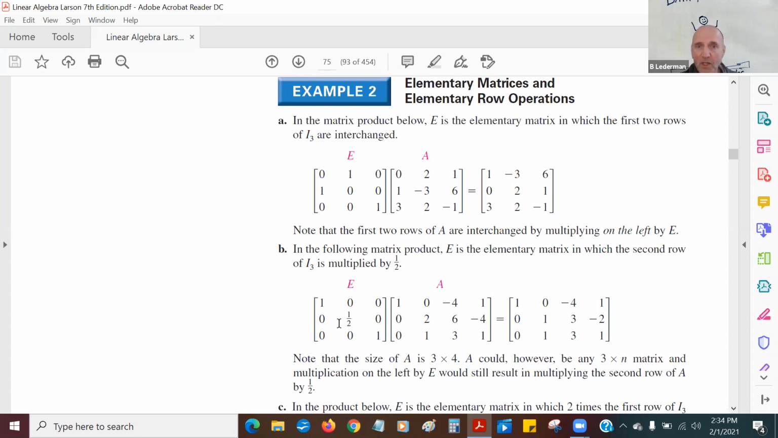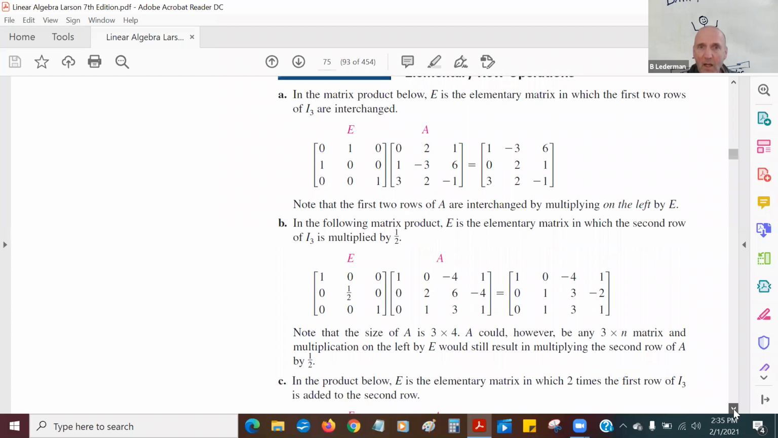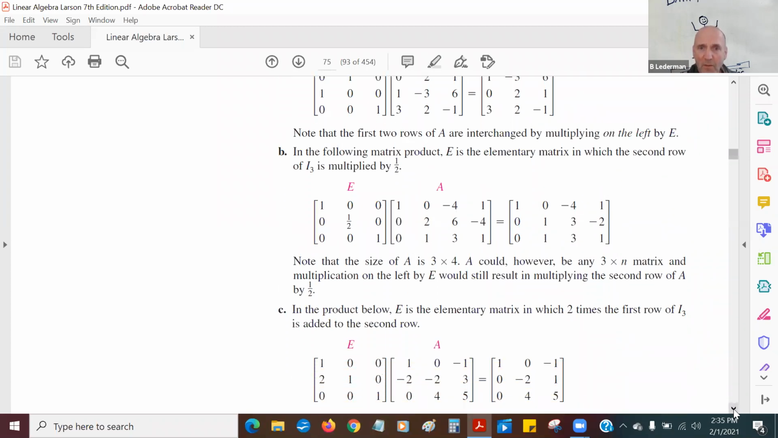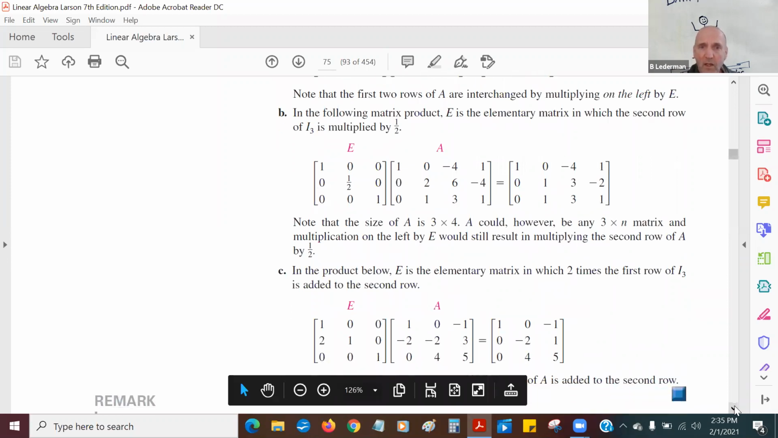So the same operation that created the elementary matrix gets done to a matrix that's multiplied by the elementary matrix. I hope I'm saying that right, but I think you get what I'm saying. And a third example: here I added double the first row onto the second row, and that's my new second row. So that's again an elementary operation.